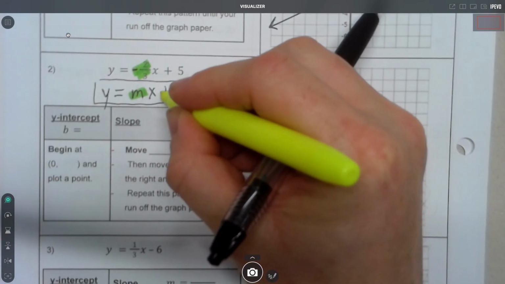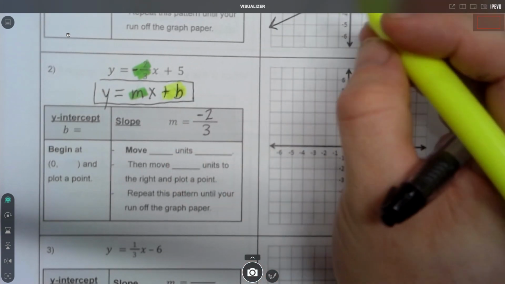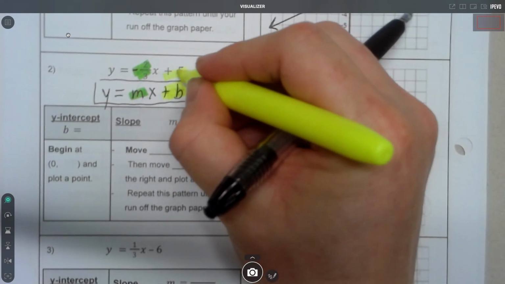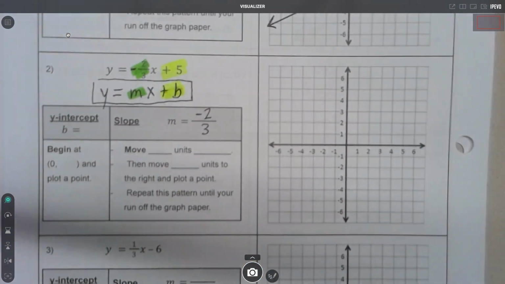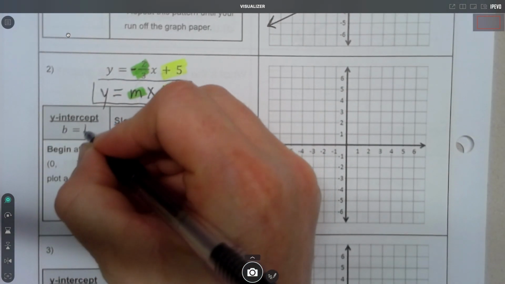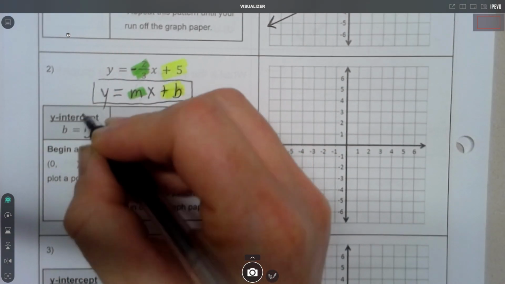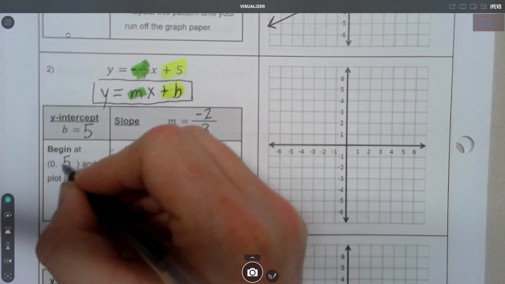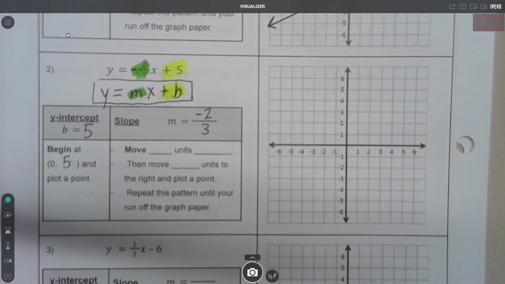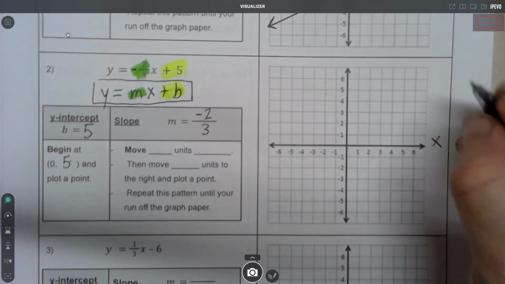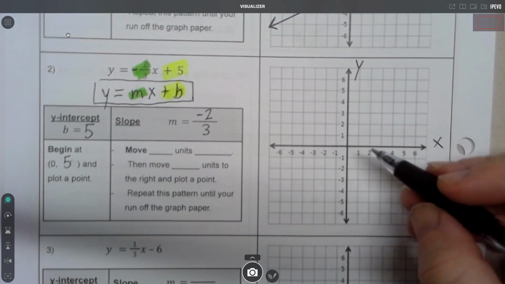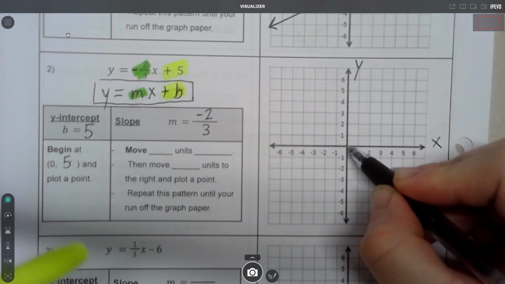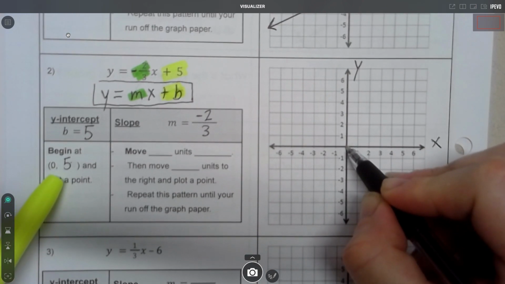The other number, where we begin with the y-intercept, b for begin, is positive 5. So the y-intercept b equals 5. We're beginning the graph at (0, 5). I'm going to label my x and y axis. I'm going to start at the origin. I'm going to go to this point (0, 5).